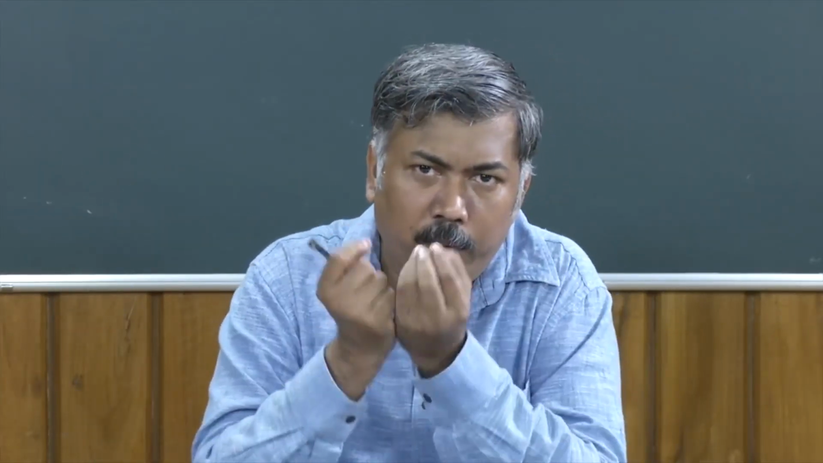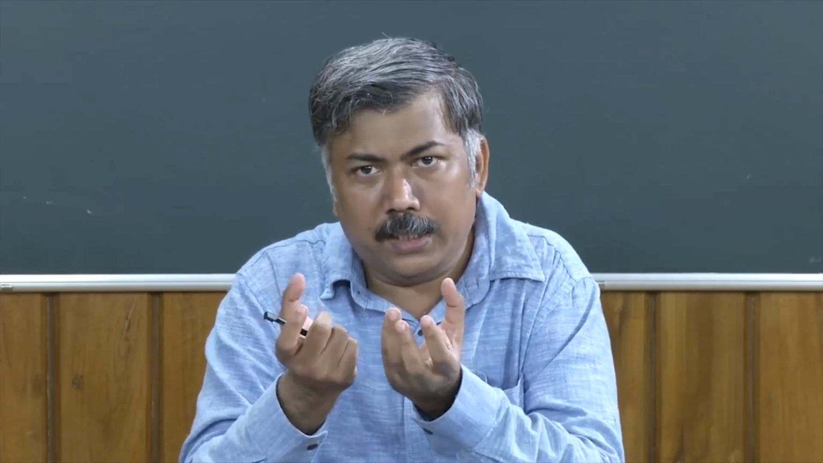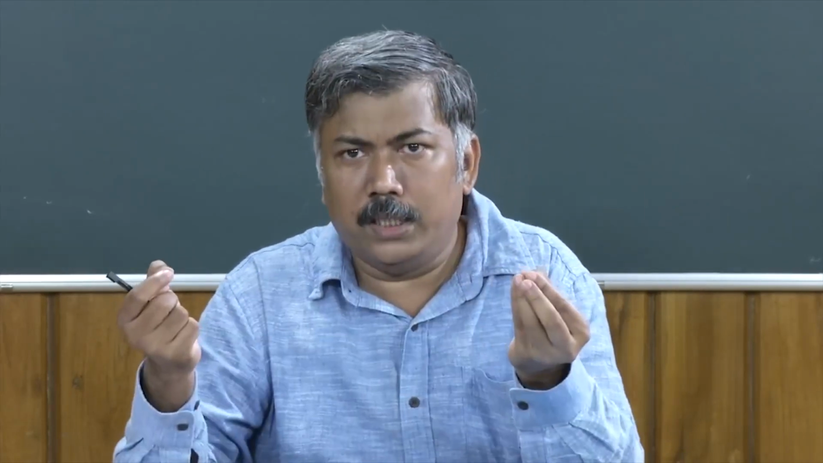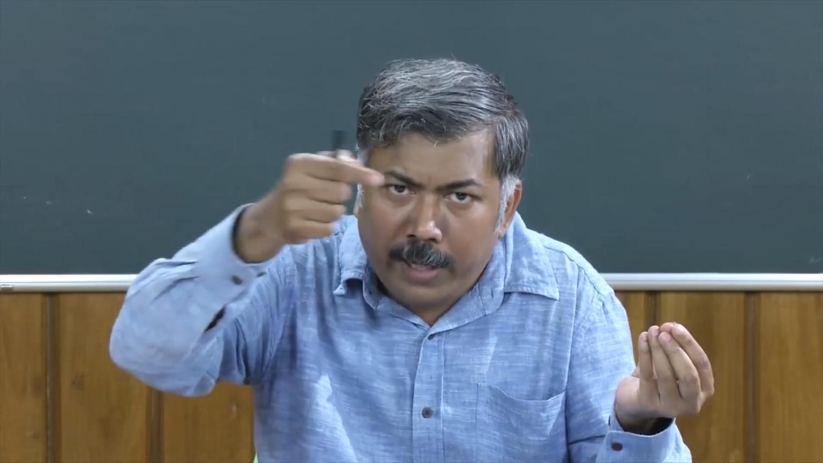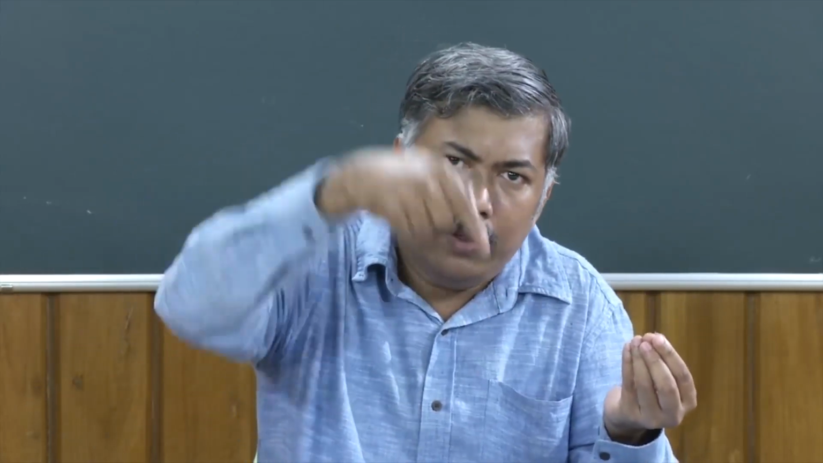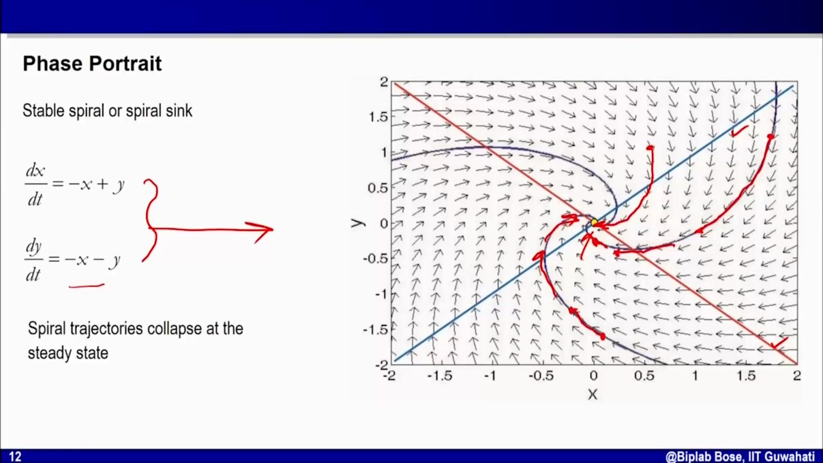So obviously this steady state is stable because it is sucking everything towards it. If you are at that steady state, you will stay at that steady state. But if you are disturbed from this steady state, you will follow the spiral trajectory. With time, you will again collapse to that steady state. So this is a stable spiral, or spiral sink.